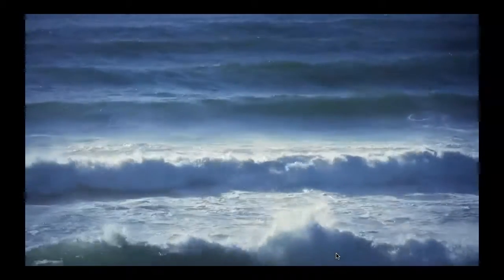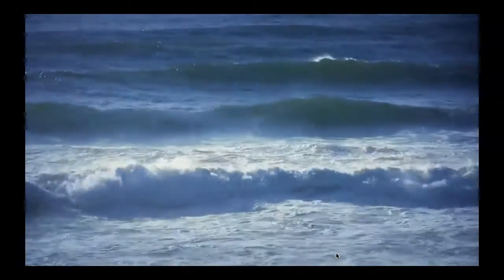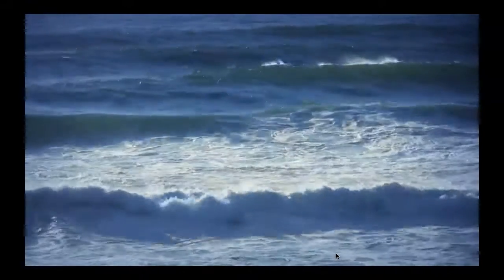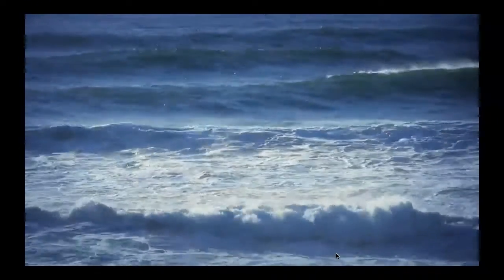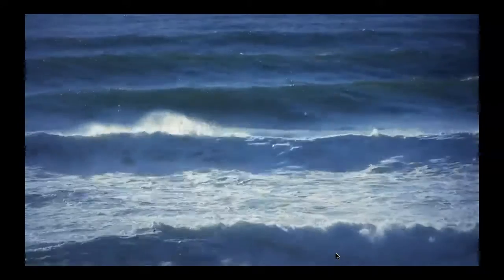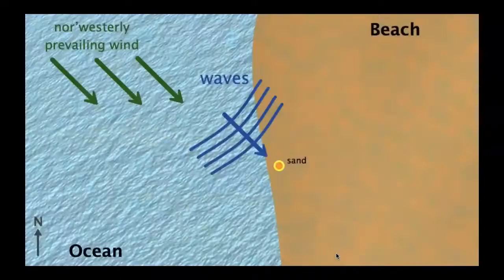Waves on the surface of the ocean are a response to the prevailing wind. In different parts of the world, prevailing winds blow in different directions, and they may change direction depending on the weather. For this explanation, let's just say the prevailing wind always blows from the northwest. The waves that are generated by this wind travel in the same direction, so in this case they will strike the beach from the northwest.